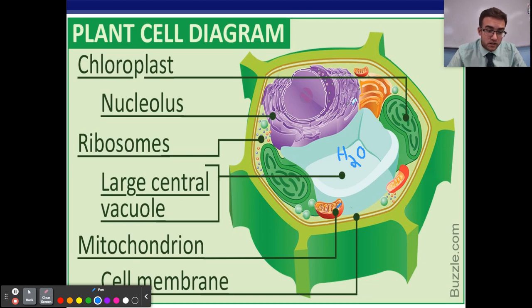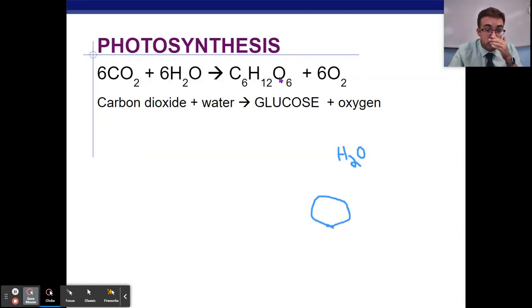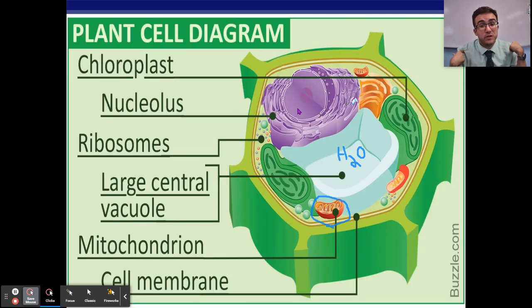Now, remember, plants also have mitochondria, right? Plants still have mitochondria because plants still do cellular respiration. If we were to go back and look at the equation, our two products that we get here are glucose and oxygen. Plants don't care about the oxygen. That's a byproduct of this reaction. The glucose is what they care about, and they make the glucose for themselves, not for us. So they make the glucose so that they can use it later in the mitochondria.